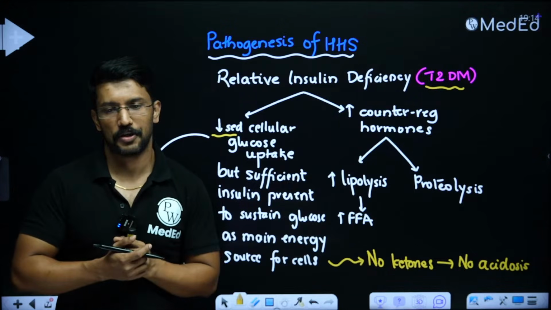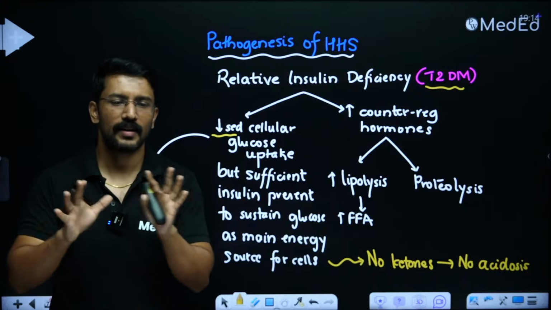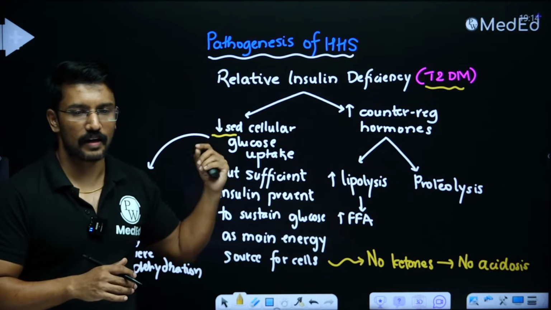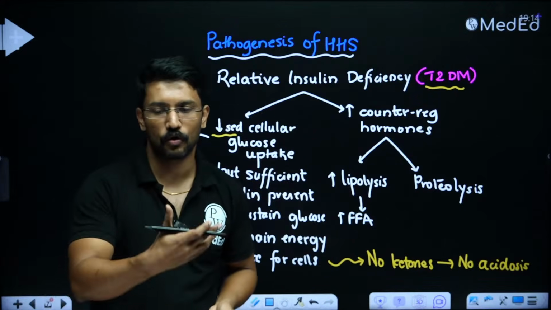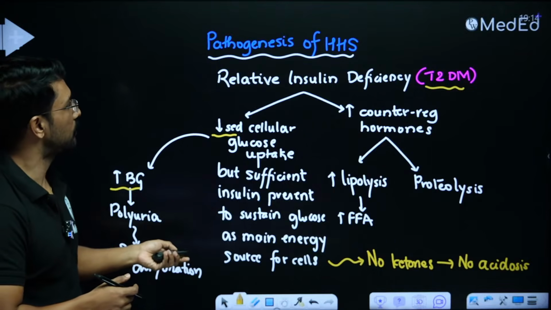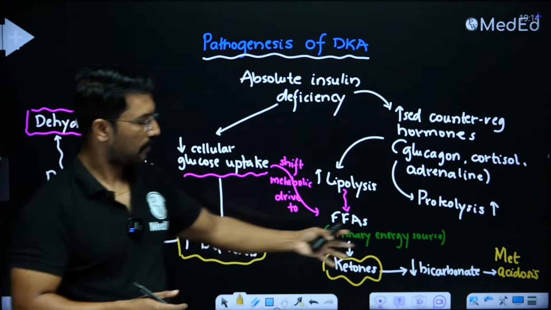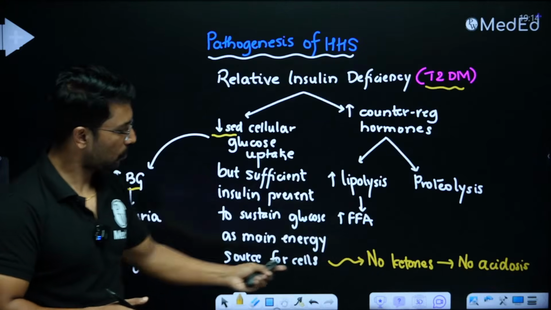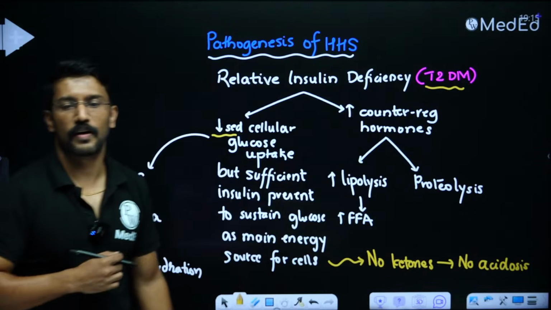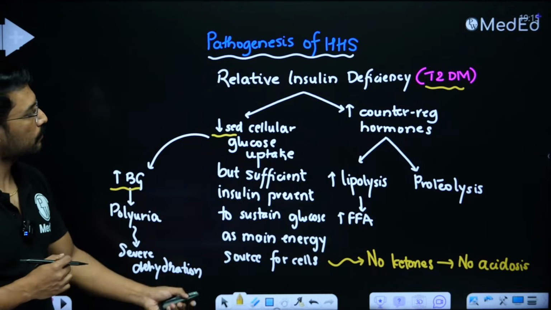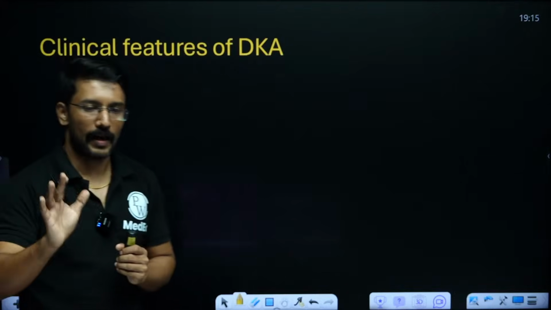Is DKA the more severe condition or HHS? And where is the death risk higher? Is it in DKA or is it in HHS? Where is the higher risk of death? In DKA or HHS? So this is DKA, there is acidosis. In HHS there is no acidosis. So where is the high risk of death? Okay, I'll come to that point.